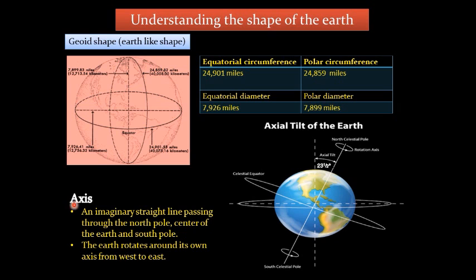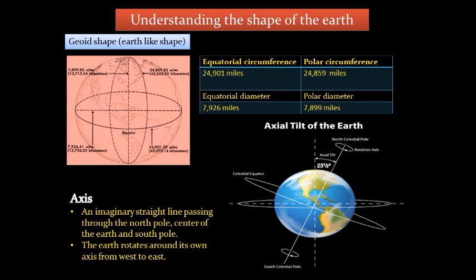What does axis mean? An axis is an imaginary straight line passing through the North Pole, the center of the Earth and the South Pole. The Earth rotates around its own axis from west to east. So axis is an imaginary line that passes through the North Pole, center and South Pole, and with the help of this axis, the Earth rotates from west to east.